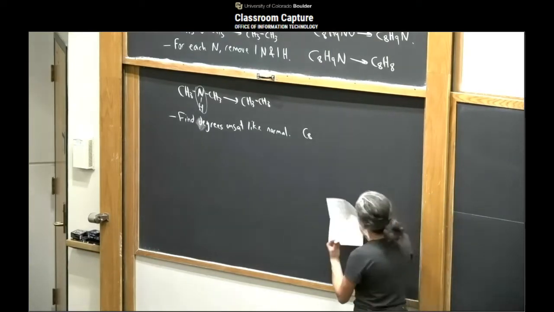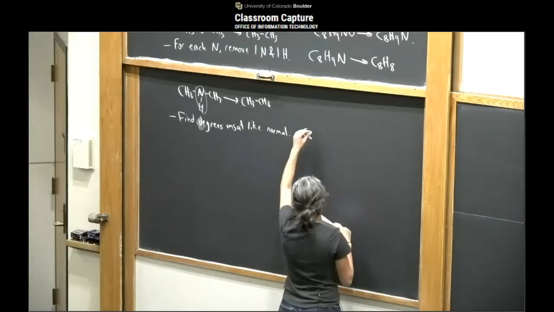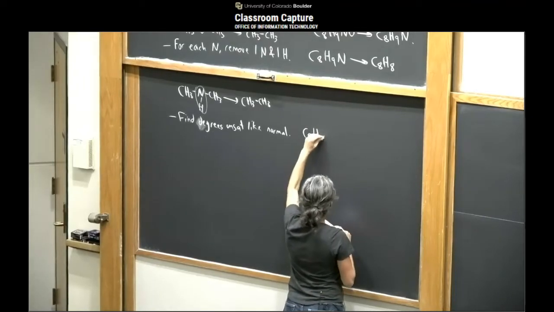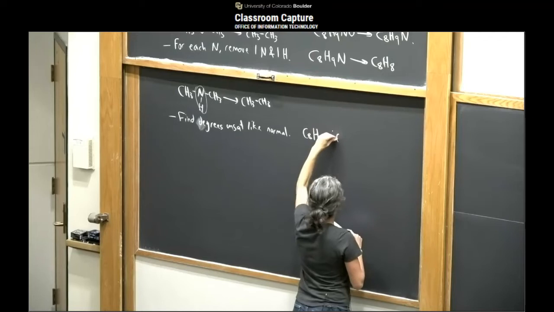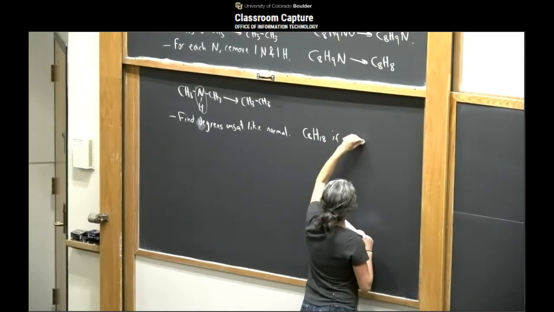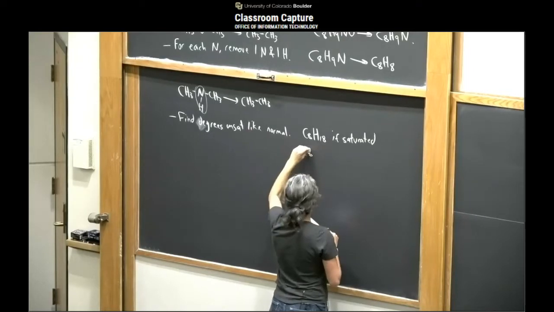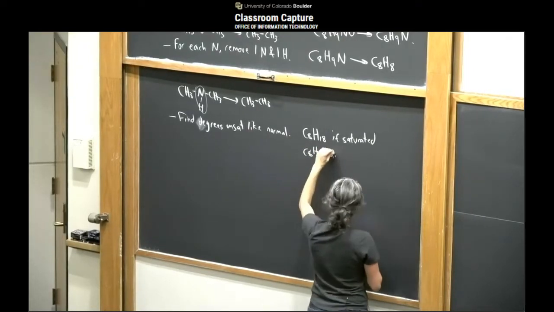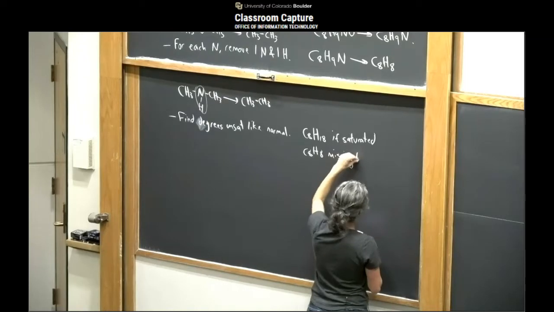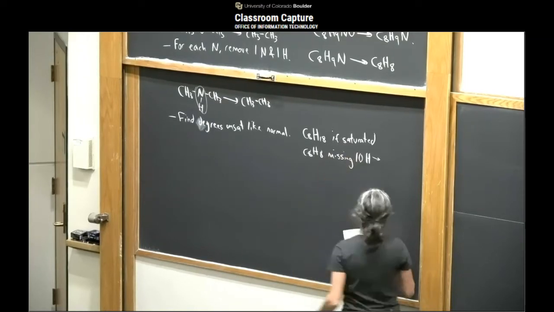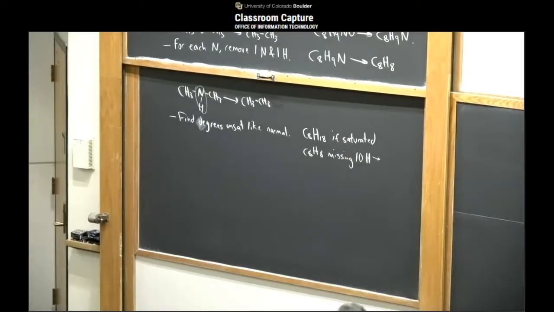So 2n plus 2 gives us 16 plus 2 is 18. So C8H18 is saturated, which means that C8H8 is missing 10 H, which gives us 5 degrees of unsaturation.